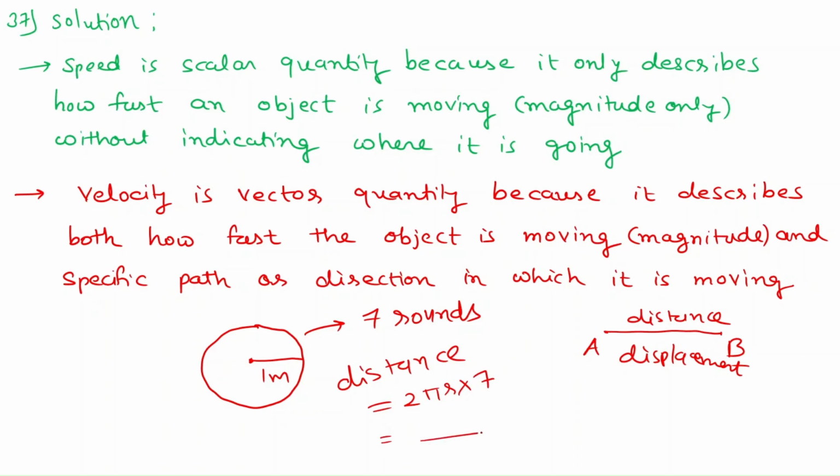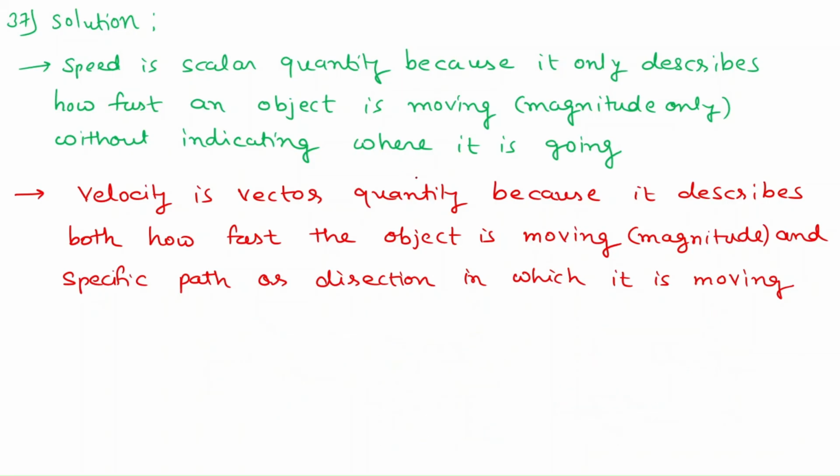Okay. And it will give you some non-zero value. But whenever you calculate displacement of the same track, same radius, same person, and same 7 rounds, whenever he or she completes round 7, it is the starting point. So the displacement is zero.